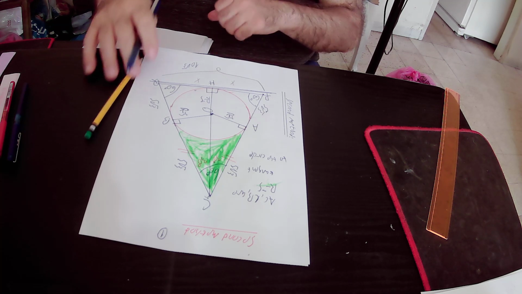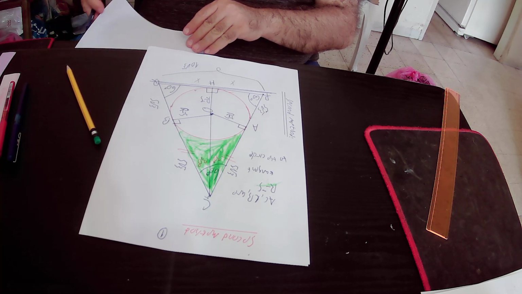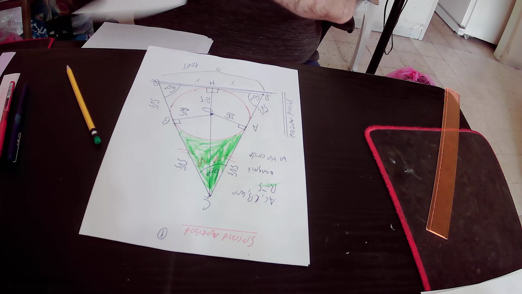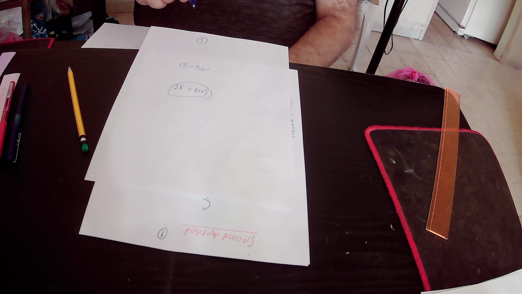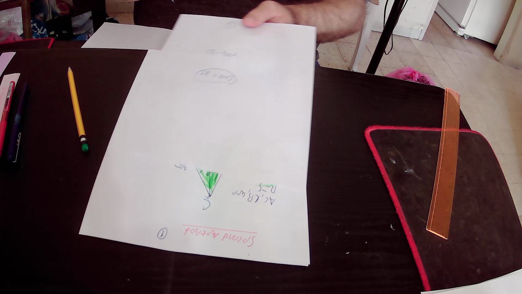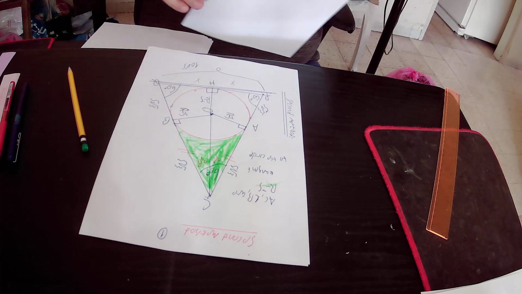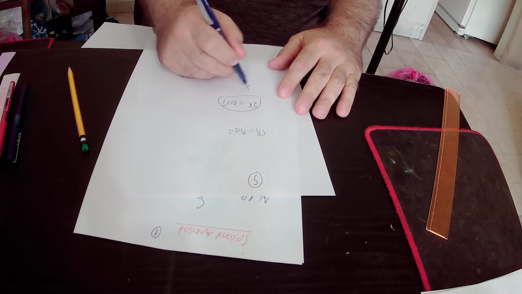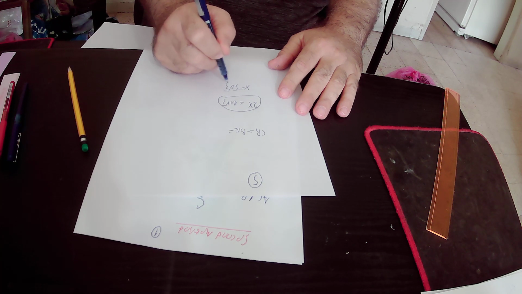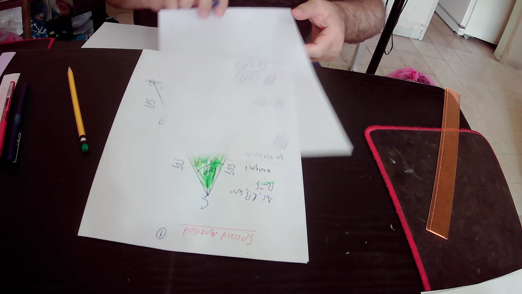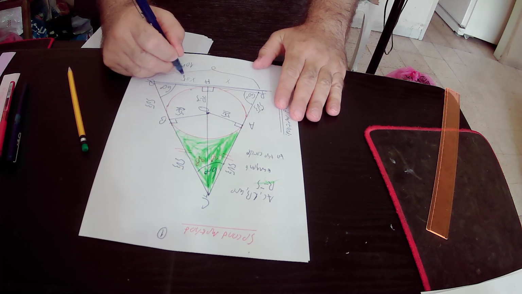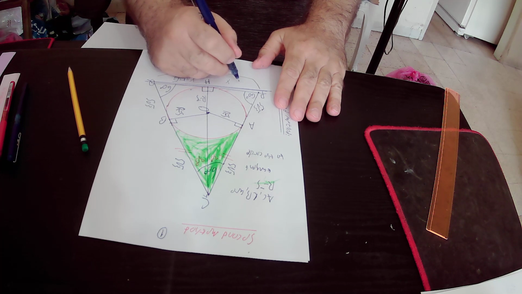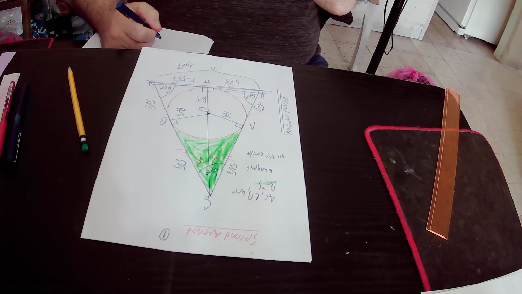Okay, so we got here the equality that 2x equals 10 times root 3. If we divide this equality by 2, we will get that x equals 5 times root 3. So here x equals 5 times root 3, and here x equals 5 times root 3. Okay?